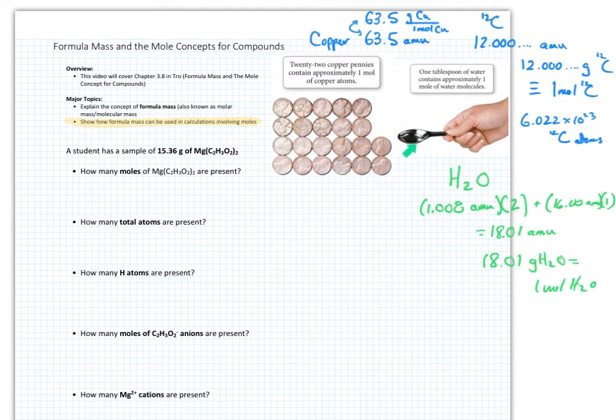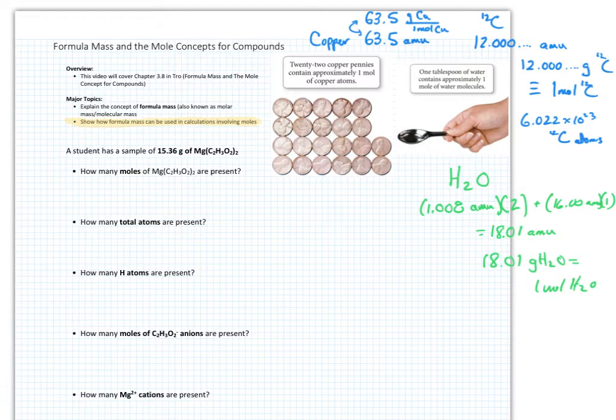If we were to measure that out, it turns out about a tablespoon of water contains approximately 1 mole of water molecules. It's approximately 18 grams. Don't use the tablespoon as your measurement. Use the 18.01 grams of water as your measurement. All right, so then that becomes a factor which I can use to find out how many moles of some arbitrary amount of water I have.